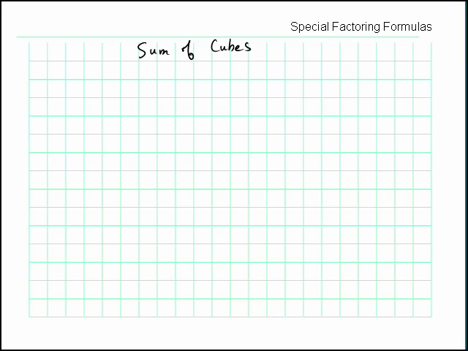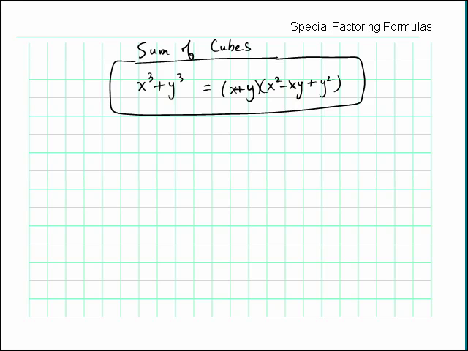Sum of cubes. Let me write it in reverse here for you. If I were to take x plus y and multiply it by x squared minus xy plus y squared, a lot of terms would cancel and we would end up with just x cubed plus y cubed. And so if we think of that in reverse, that means that x cubed plus y cubed will factor to that.